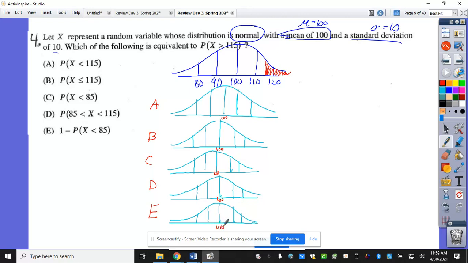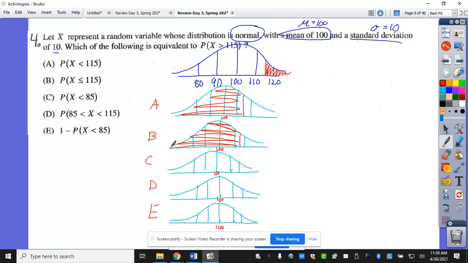Starting at 115, shading which direction? The left, it says less than. B says starting at 115, shading which way? Is there anything different about A and B? As far as our class, no, because a line itself has no area, so those are the same.